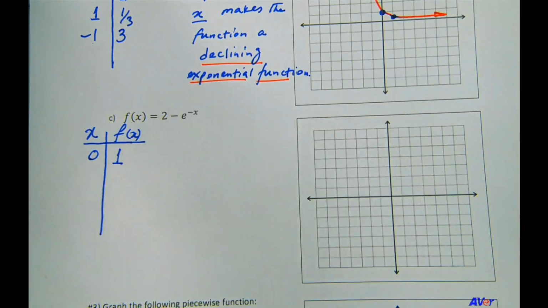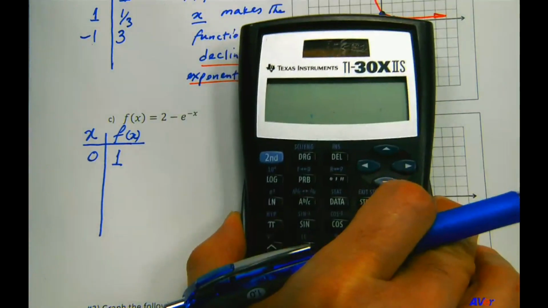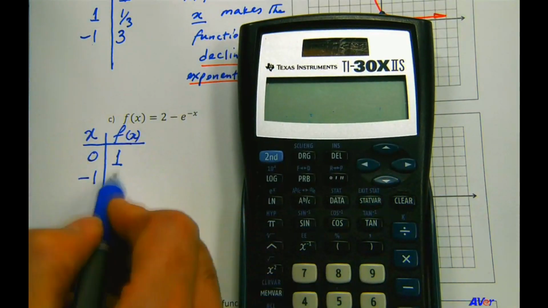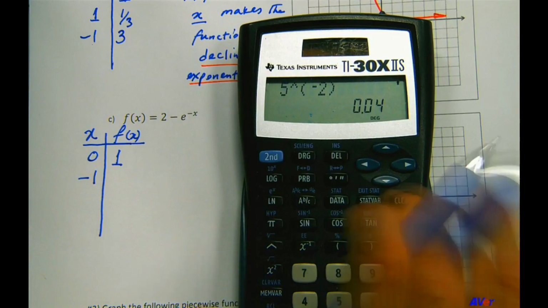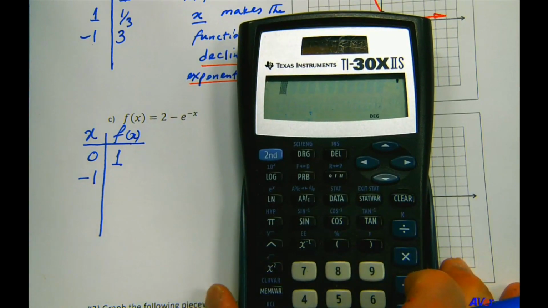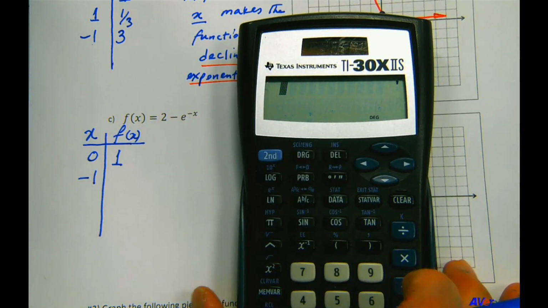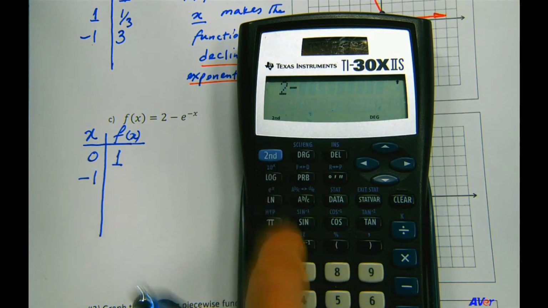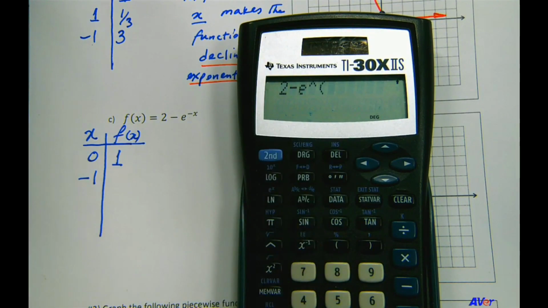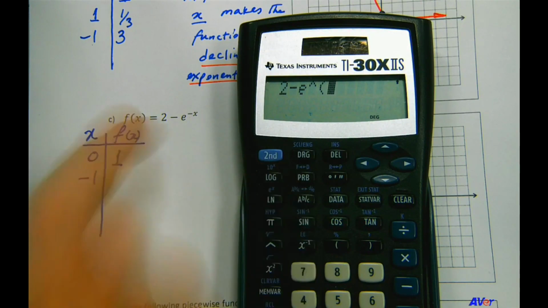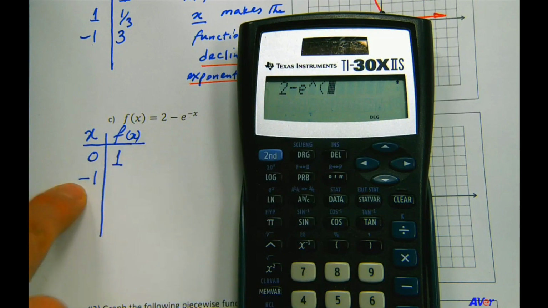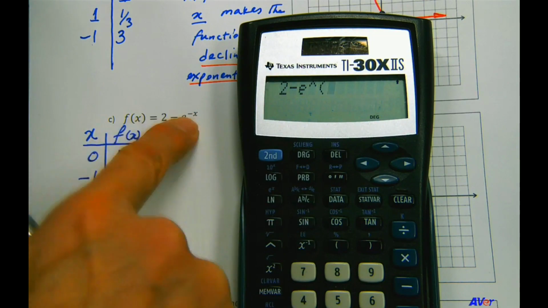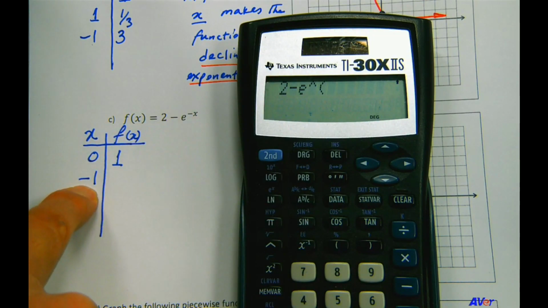What do we get? Let me calculate that. If x is negative 1, I'm calculating what f of x would be. So 2 minus, I'm going to activate my E button right there, and then minus x, or minus 1, because I picked minus 1, so minus x would be minus 1, which is positive 1.